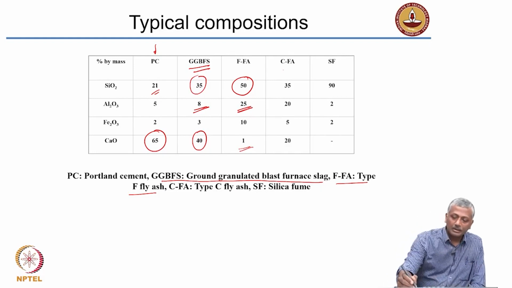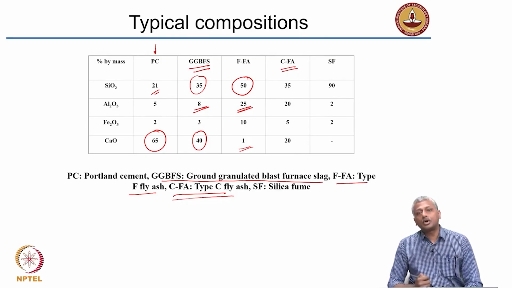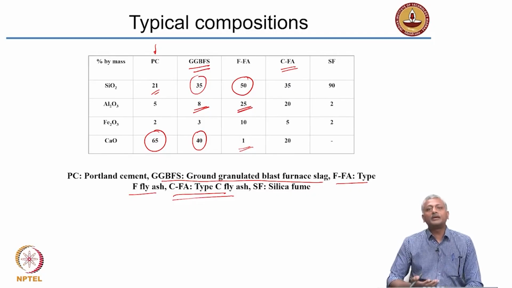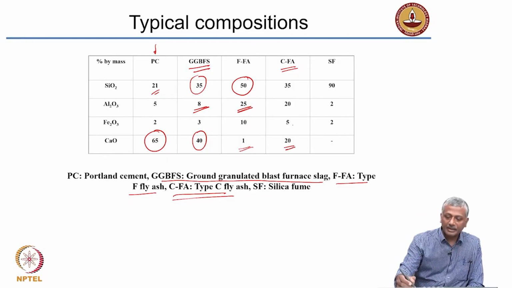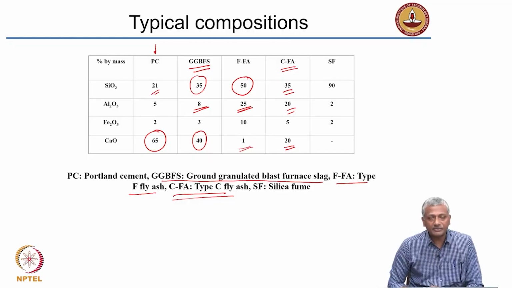Type C fly ash, if you have heard of a place called Neyveli in Tamil Nadu, where they have thermal power plants, Neyveli Lignite Corporation. So lignite basically is an impure form of coal. When you burn lignite, you get fly ash that has a large amount of impurities like calcium and silica and alumina. So that's called type C fly ash or high calcium fly ash.